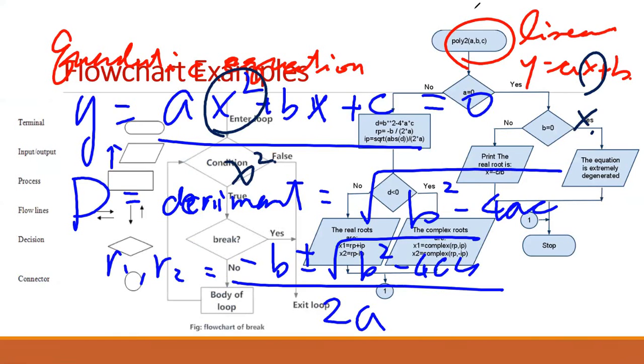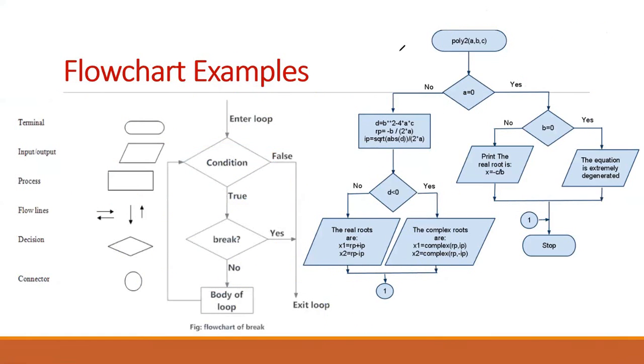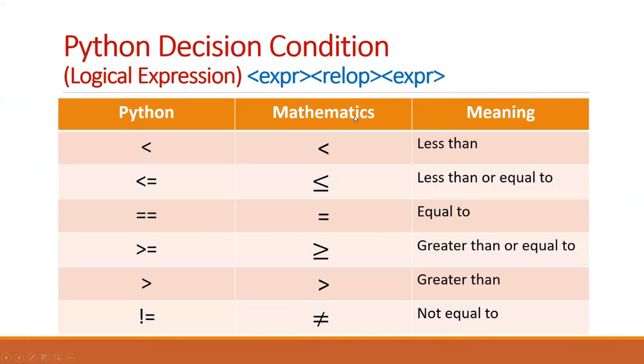How can the root be found? It's okay because you haven't learned it, but you just know that here is a flowchart to calculate this type of quadratic function. Don't worry, we are not testing you on the math. So next one is decision condition.